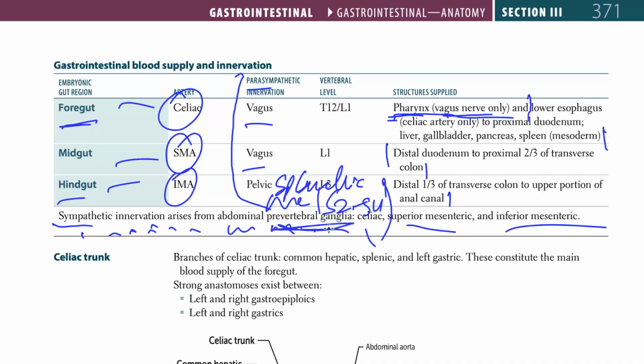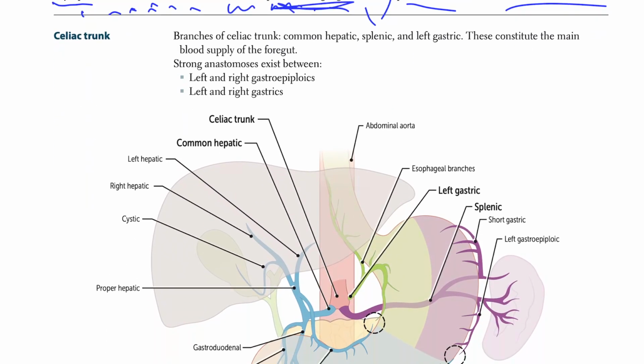Great. Let's talk about the celiac trunk now. Celiac was the thing that we talked about first. It is the anterior branch. And then you have the celiac, the SMA, and IMA, right? So celiac here, the first thing. The branches of the celiac trunk are the common hepatic, the splenic, and the left gastric. These constitute the main blood supply of the foregut. Although the celiac is a trunk, it has the branches which supply the foregut. And strong anastomosis exists between left and right gastroepiploics and left and right gastrics.